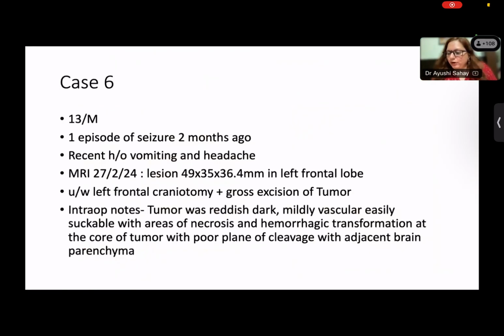I'm sorry, Amit, I do not have the radiology for this case. This was actually quite recent, just around a week ago I got the case. So any of the students would like to take this?